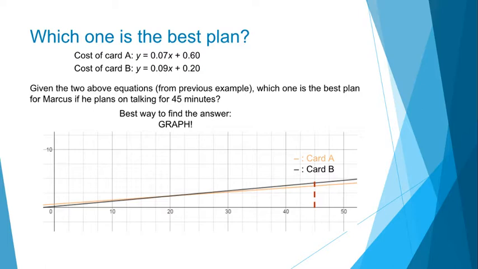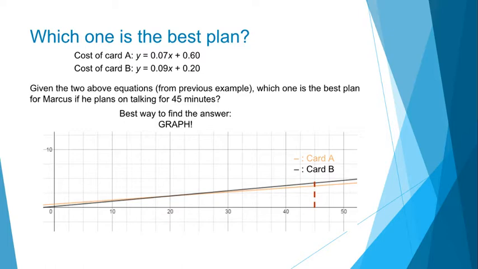You can also use the equations to find out. So we're going to use our equations. Now we have the same problem that we just did with graphing, but this time, since we're using the equations, we're going to plug 45 in for the x value in each equation and then solve. So we multiply first and then we do our addition.